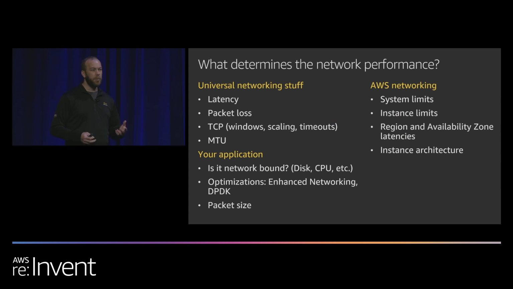And when it comes down to actual network performance, it depends a lot. There's a reason why there are not these numbers out on the internet, because we have to ask a lot of questions to figure out what my network performance is going to be. Well, there's universal networking stuff, which is an official term, by the way. It's basically the fundamental laws of how things like TCP work.